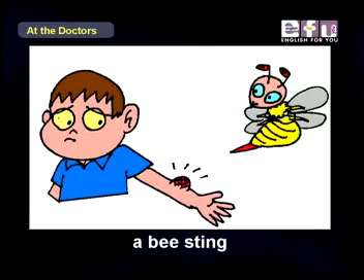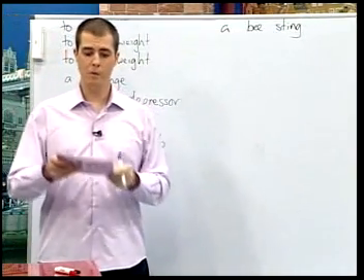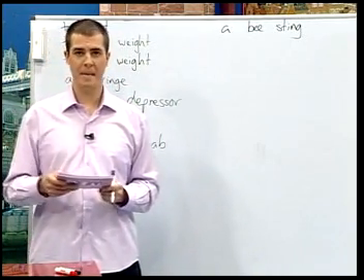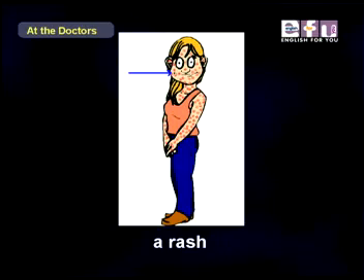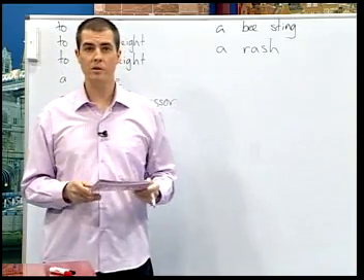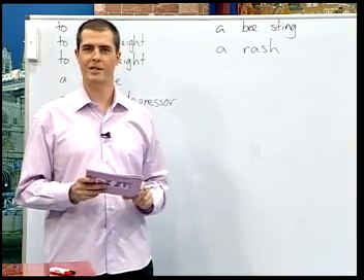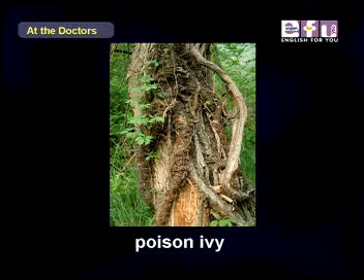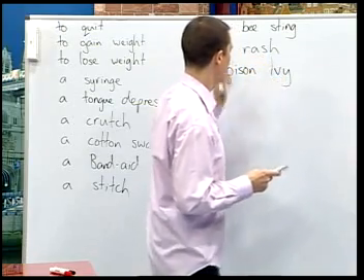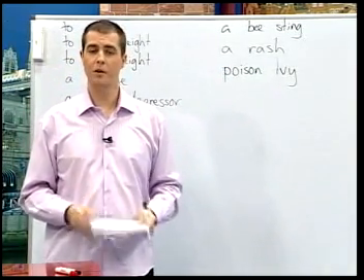Over here we have a bee sting. A bee sting is a painful, swollen bump on one's skin. It's caused by a bee. A rash is an area of red spots on one's skin caused by an illness or a skin aggravation. Poison ivy is a plant that causes a rash on one's skin when you touch it.